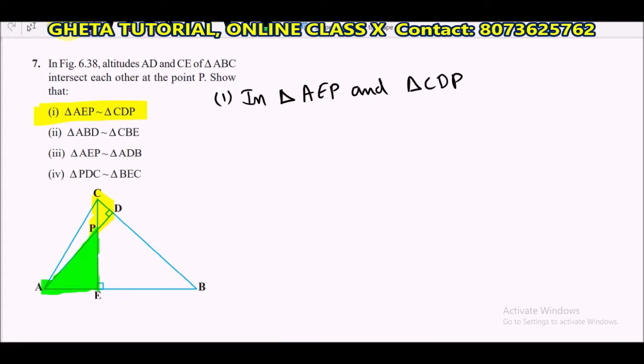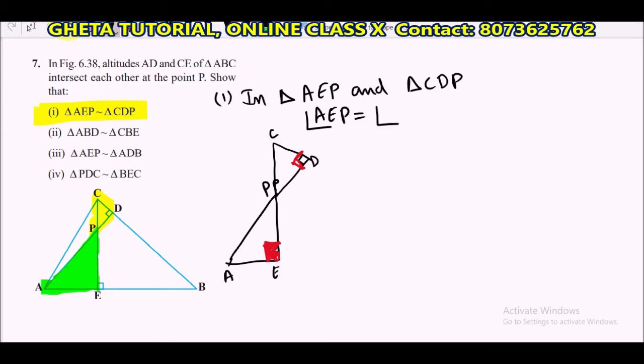In these two triangles, AEP and CDP, what can you say? The symbol given here means 90 degrees. This angle and this angle are 90 degrees. Very good. That is why I can say that angle AEP is equal to angle CDP, in the bracket I can write each 90 degrees. One angle I got.